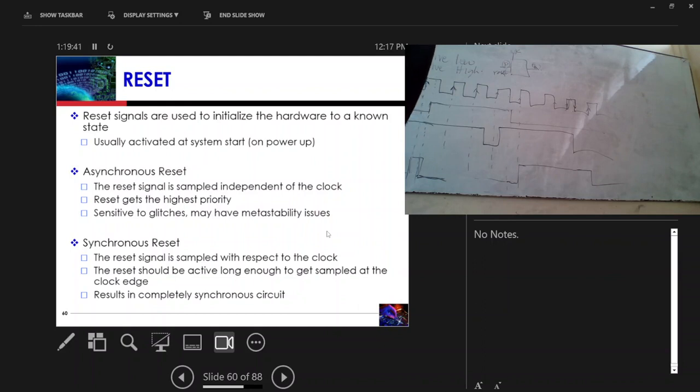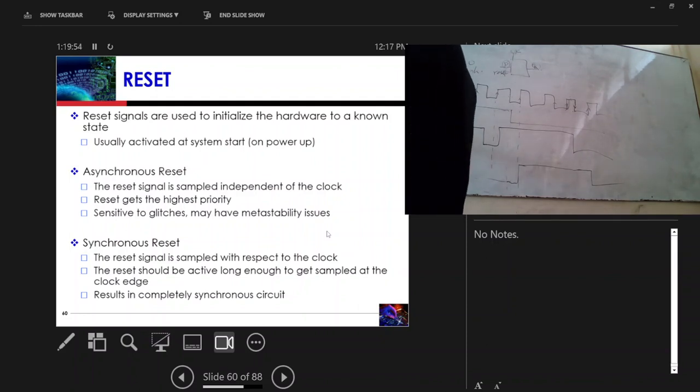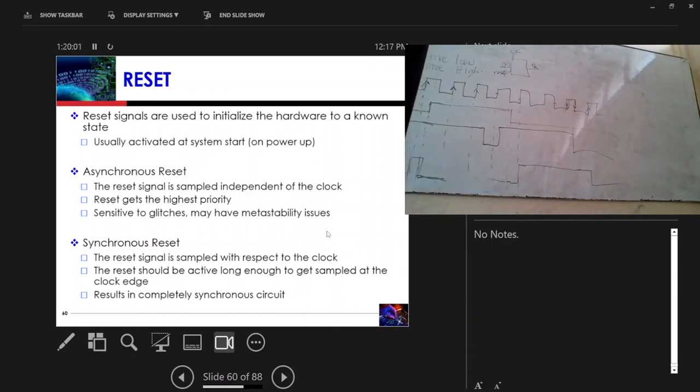If I say reset, I mean that Q goes to zero no matter what comes in, right? So for asynchronous, as long as reset is high, Q is zero. Immediately it comes high, the Q goes to zero, right? For synchronous, if reset comes in, it still has to wait for the positive edge before the reset can take effect. Understood?